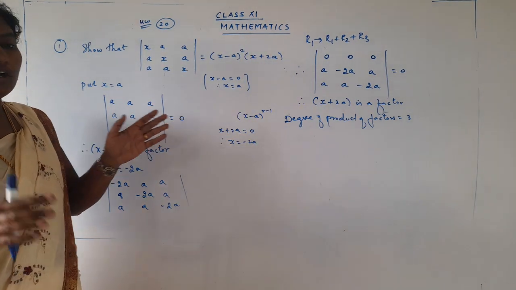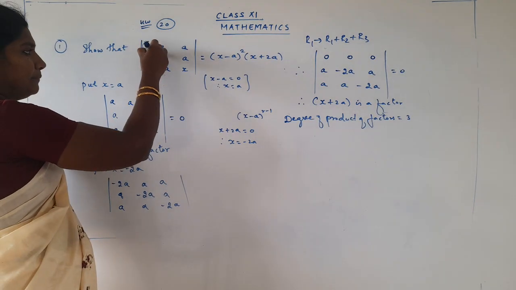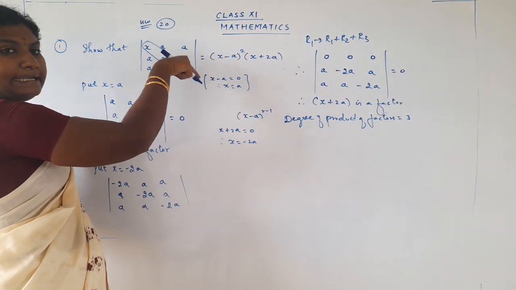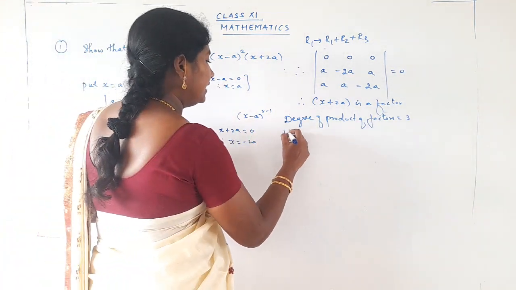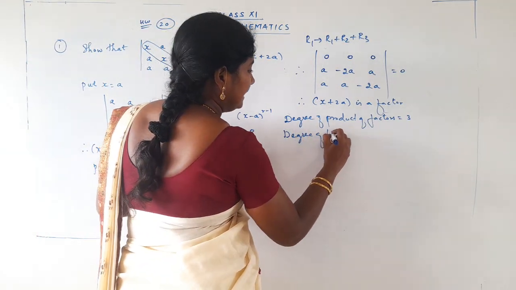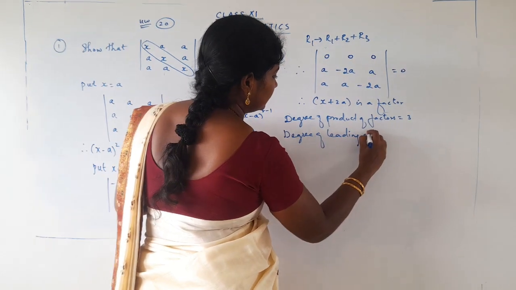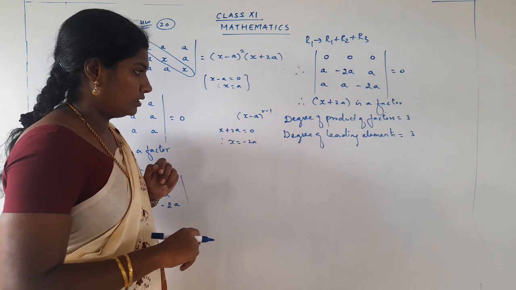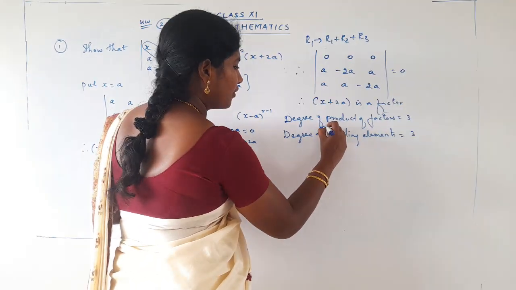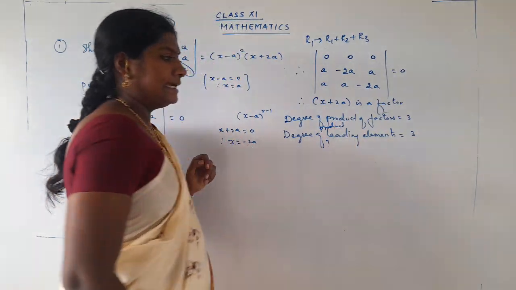Now coming to the degree of the leading elements. Here when I multiply these, these are the leading elements. X into x into x I get x cube. So write down degree of leading elements is equal to 3. Degree of product of leading elements is equal to 3.